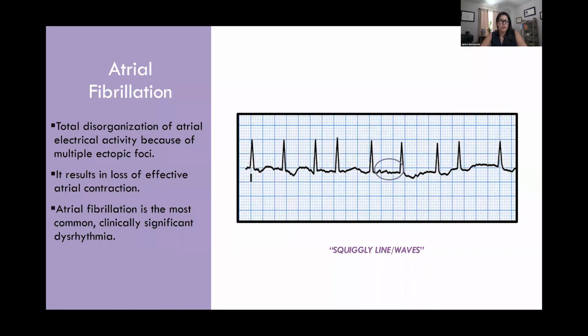The next is atrial fibrillation, or we say atrial fib. Basically, here is very disorganized atrial electricity because of multiple ectopic foci. So pretty much here we say the atriums are quivering. And that's why you don't see the sawtooth, you see wiggly lines, or wiggly waves, because they're going really, really fast.